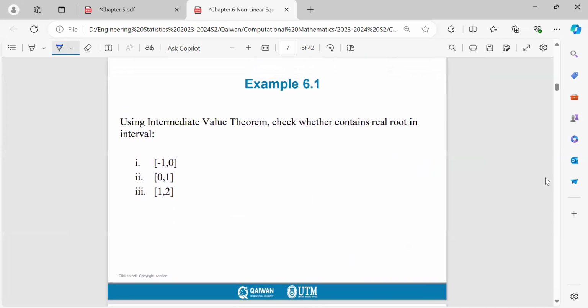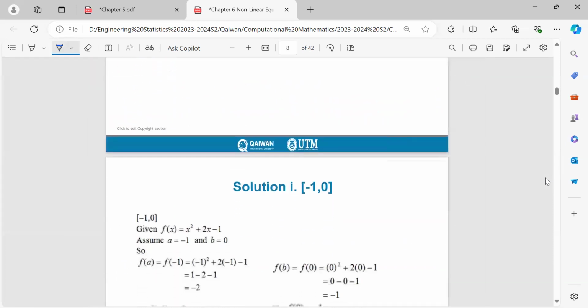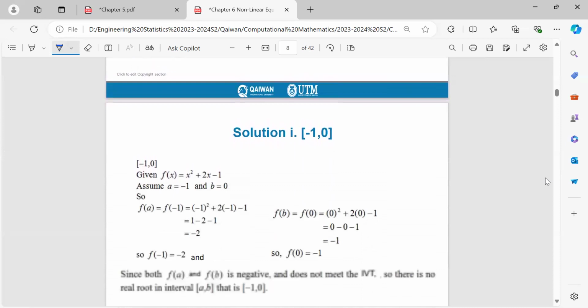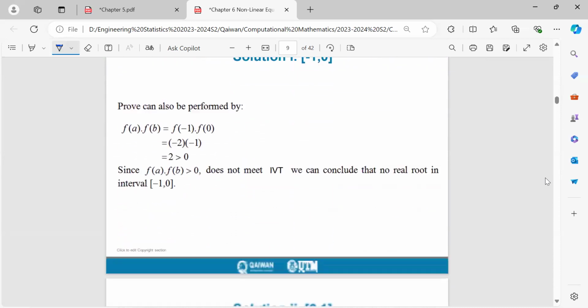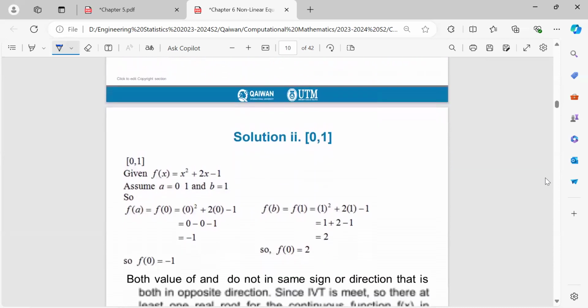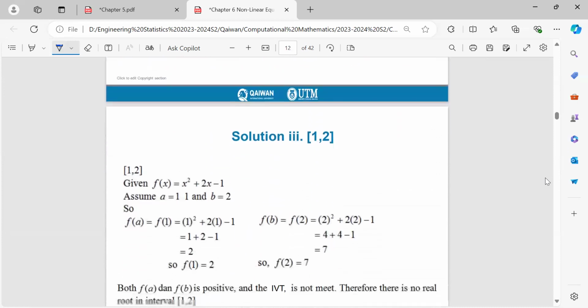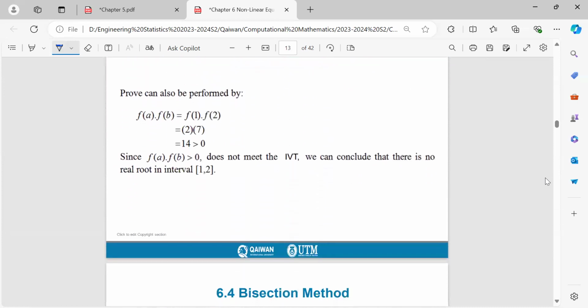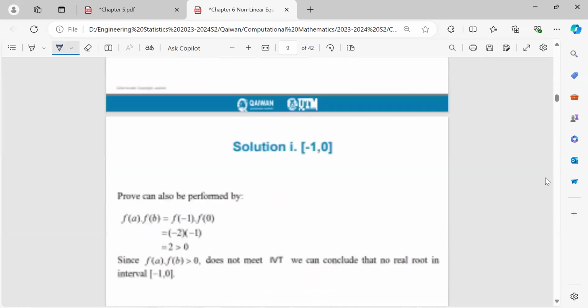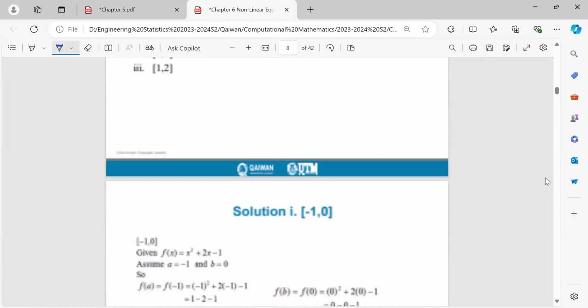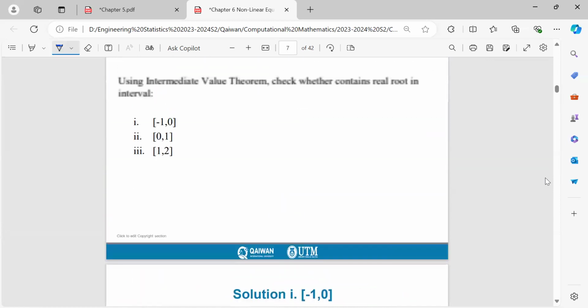We have examples here. Let me check if it's the same equation or not. Yep. The equation here is x squared plus 2x minus 1.